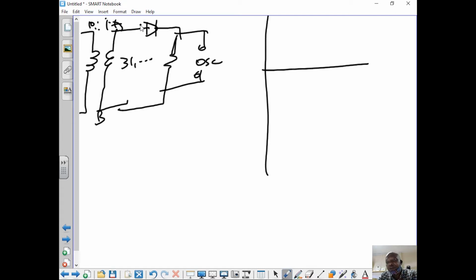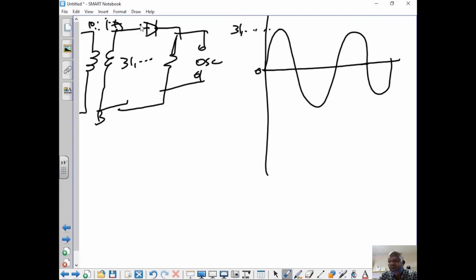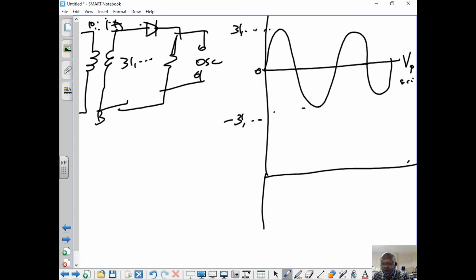It would be something of this nature. The zero line, the voltage here is 31 point whatever, and the voltage here is negative 31 point whatever. Now this is my V peak secondary. Now the next voltage that I look at, zero line, we call it V peak out. Why do you call it V peak out? Because it is the output. Some refer to it as V peak rectified. Why do they call it that? It's because it's a rectified voltage.